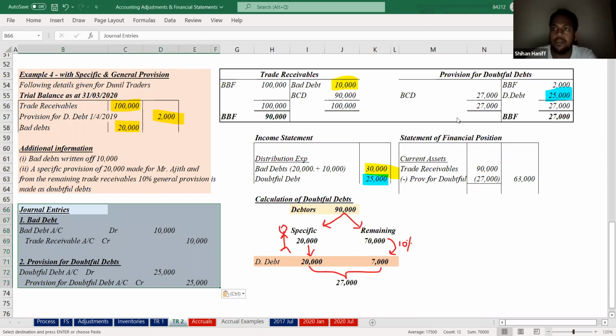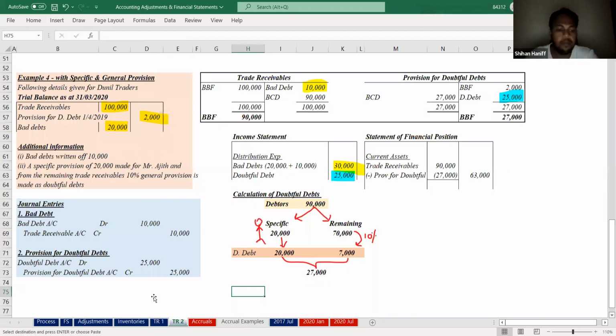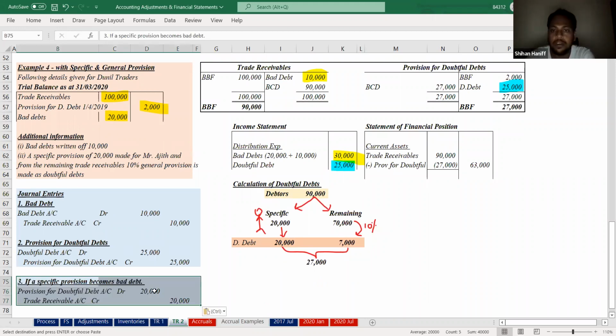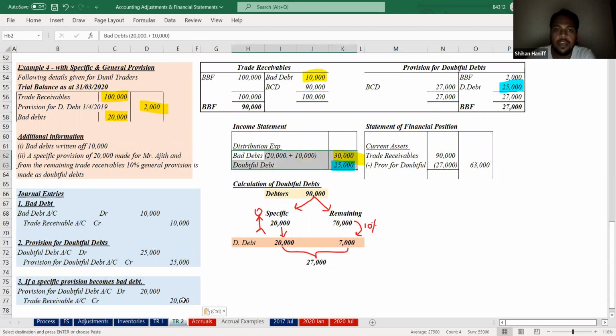Okay, now the next point, I just give the double entry for that. If a specific provision becomes bad debt, then you don't debit the income statement. We have to debit the provision for doubtful debt account. That 25,000 is here, no? So you have to debit here. It won't go to the income statement. Just note this double entry: when a specific provision becomes bad debt, doubtful debt account debit, debtors account or trade receivables account credit.